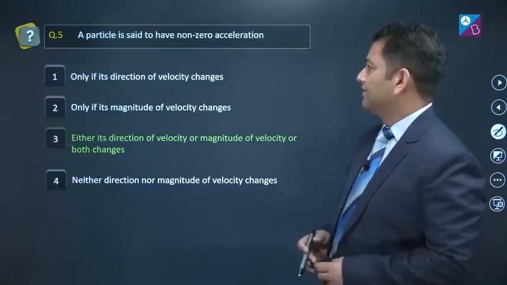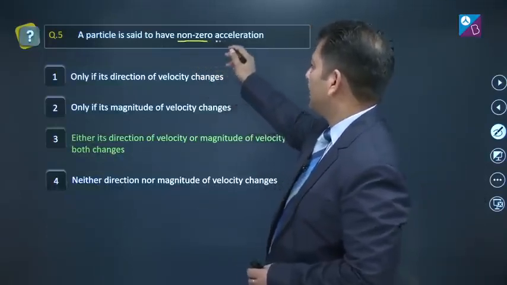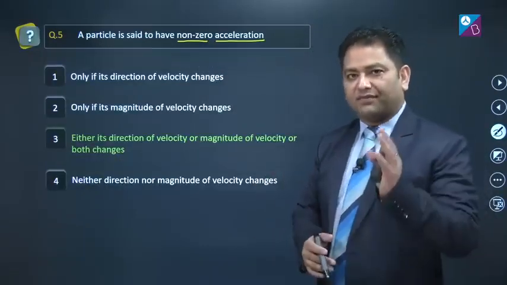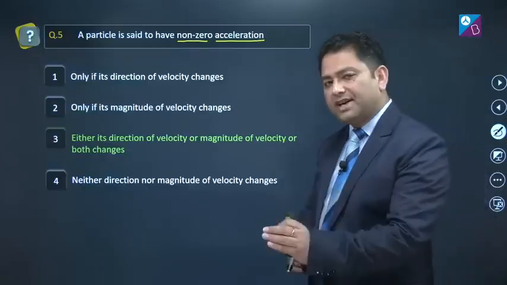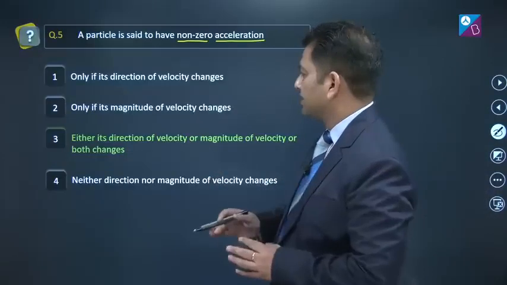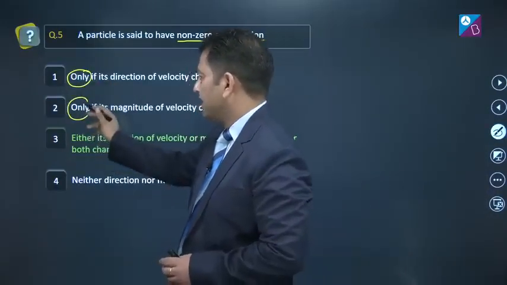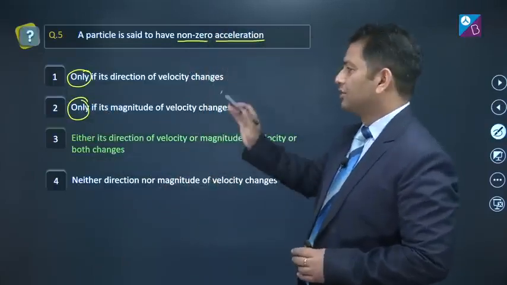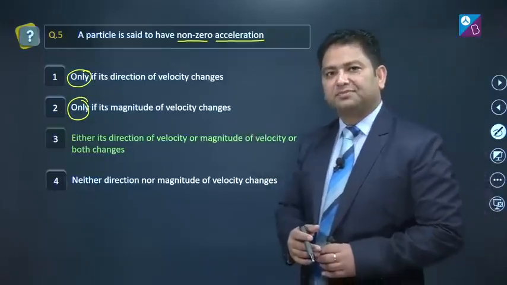Let's go with question number 5. A particle is said to have non-zero acceleration. Acceleration का काम क्या है? What's the function of acceleration? To change the speed or direction or both. So, either speed or direction. Now, here ये जो only है, इसने फंसाया है. So, that only is the whole trouble. Therefore, we will not go to option number 1 and 2. Option number 3 would be the valid one.